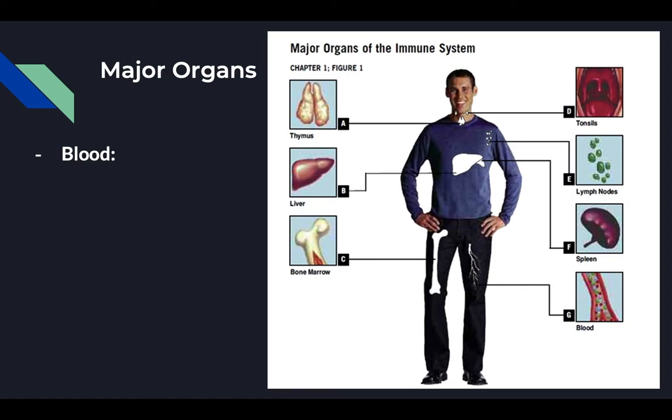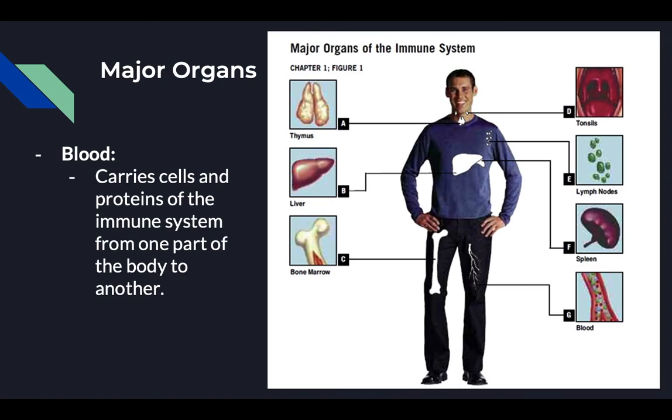Next, we have the blood. Yes, blood is an organ. We usually don't think of it as an organ because when we think organs, we think stomach and liver and things like that. But blood is an organ. And it's an important one in the immune system because it carries around the cells and proteins of the immune system from one part of the body to another.